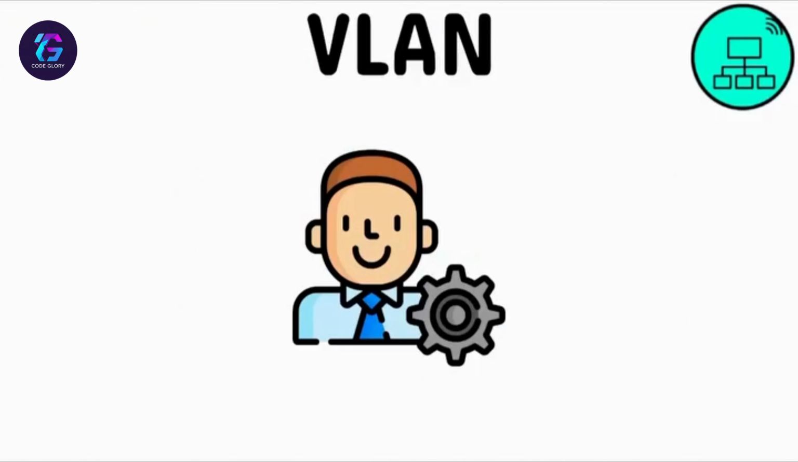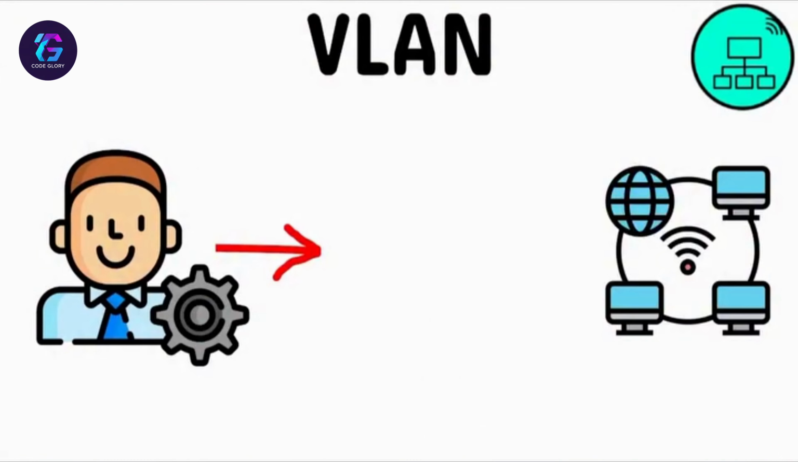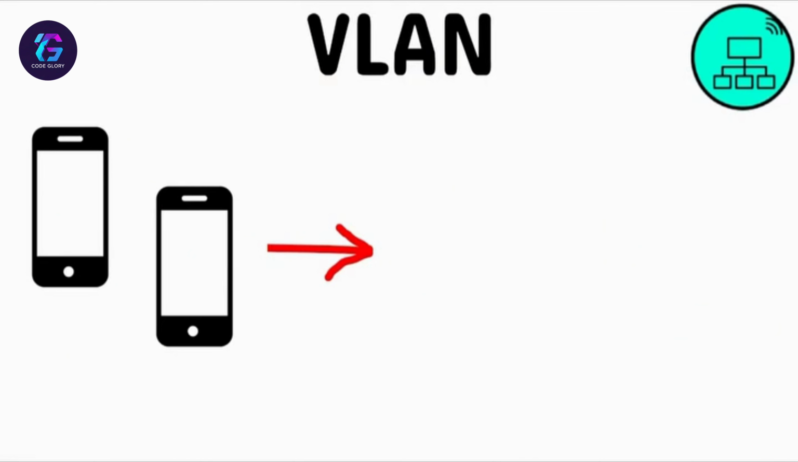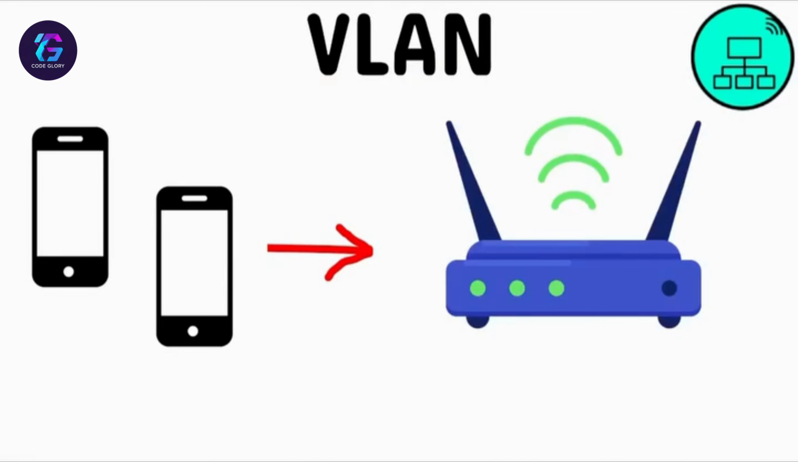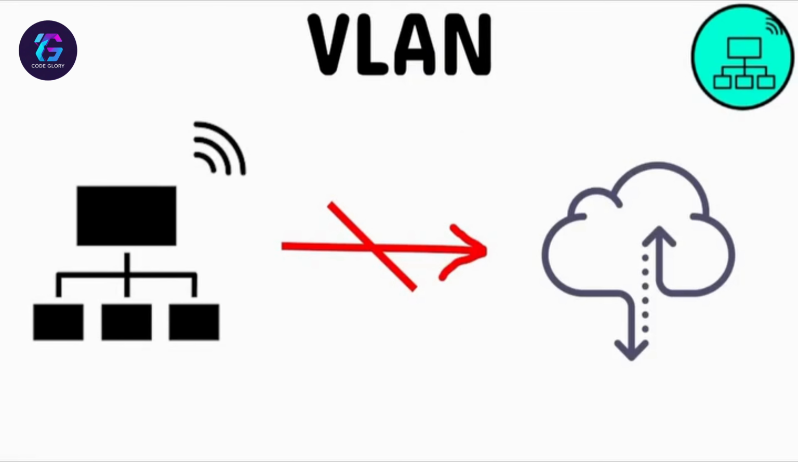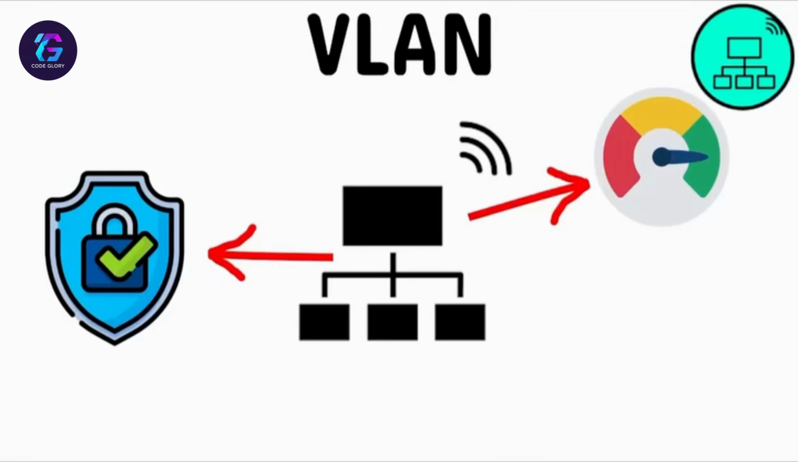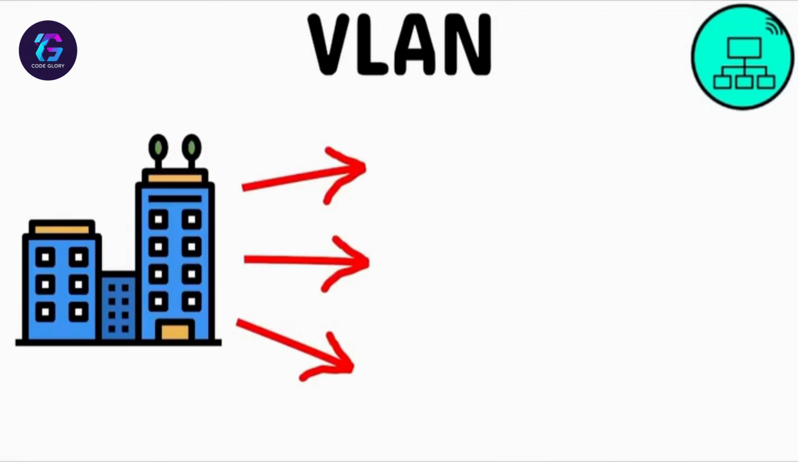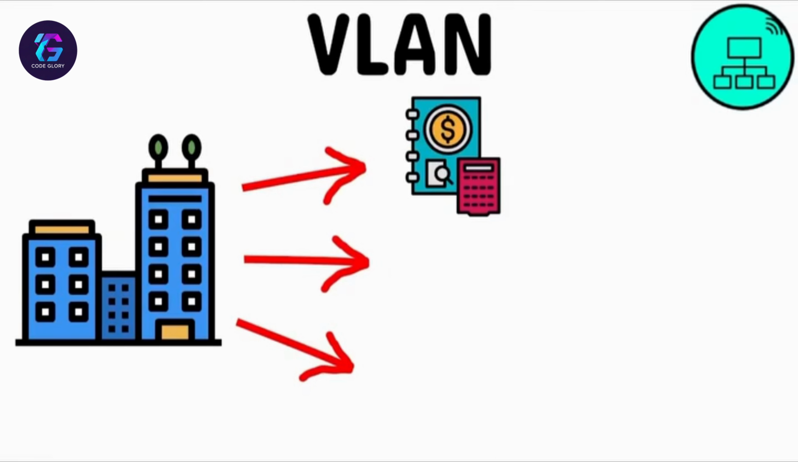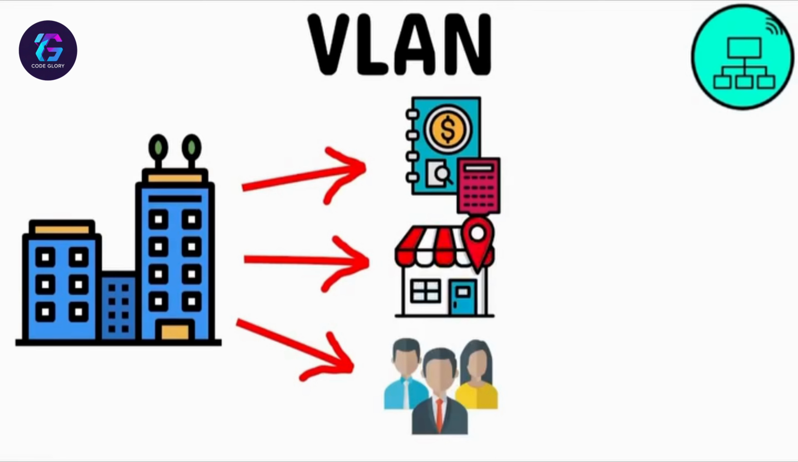A VLAN allows network administrators to create logically separated networks within a physical network. Even though devices may be physically on the same network, a VLAN can isolate traffic between them for better security, performance, and manageability. For example, a company may have different VLANs for the accounting department, marketing, and the general staff, reducing unnecessary traffic and improving security.